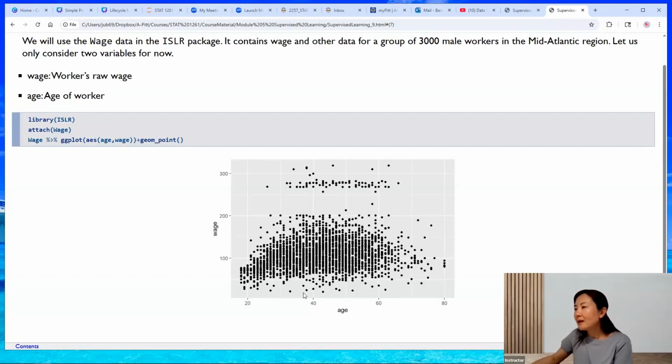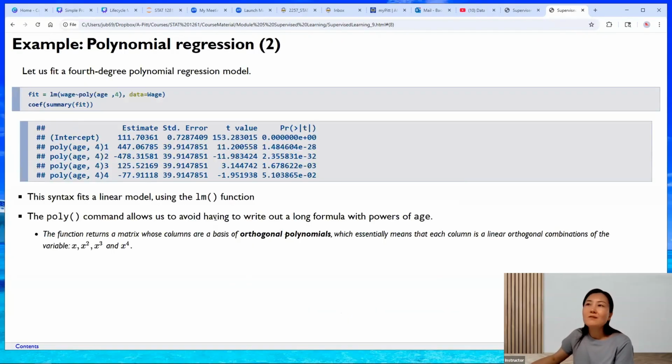If we create a scatter plot, you see it looks like this. It's very difficult to figure out the true relationship between wage and age. Is it linear or non-linear? Is the slope positive or negative? It's very difficult, right? Anyway, let's start with polynomial regression. Let's just blindly choose a 4th degree polynomial regression.